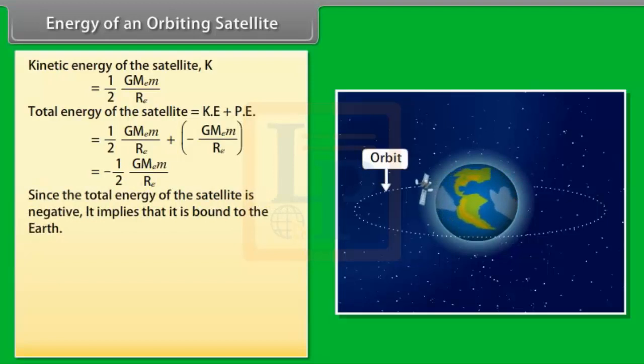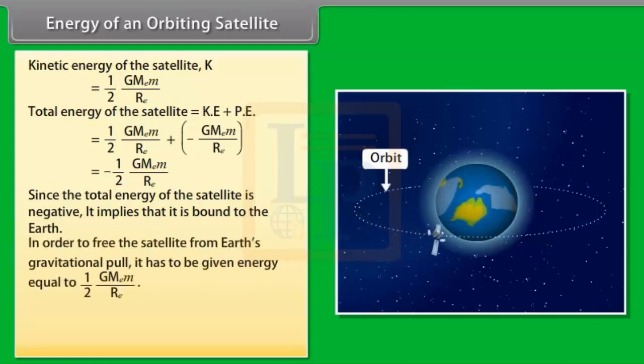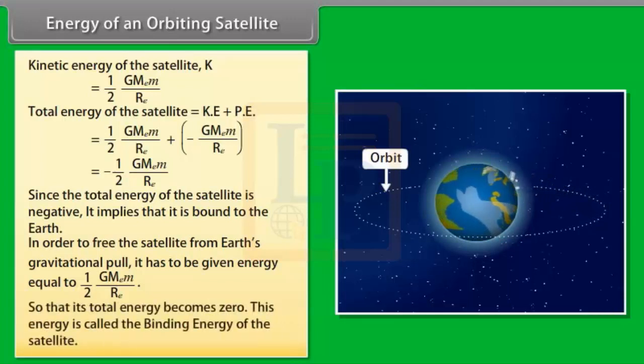Since the total energy of the satellite is negative, it implies that it is bound to the Earth. In order to free the satellite from Earth's gravitational pull, it has to be given energy equal to ½GMₑm/Rₑ, so that its total energy becomes 0. This energy is called the binding energy of the satellite.